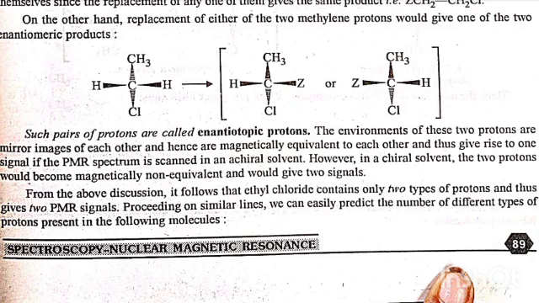On the other hand, replacement of either of the two methylene protons would give one of the two enantiomeric products. Such protons are called enantiotopic protons. The environments of these two protons are mirror images of each other and hence they are magnetically equivalent to each other and thus give rise to one signal if the PMR spectrum is scanned in an achiral solvent. However, in a chiral solvent, the two protons would become magnetically non-equivalent and would give two signals. From the above discussion, it follows that ethyl chloride contains only two types of protons and thus gives two PMR signals.